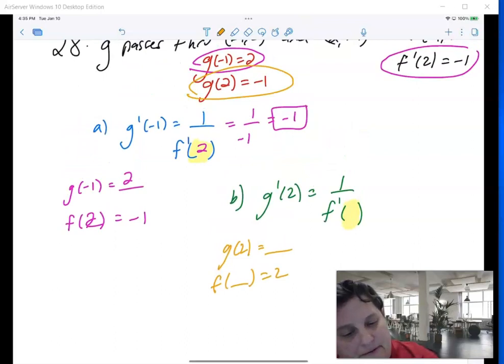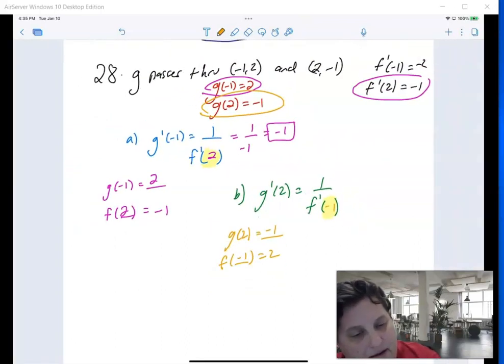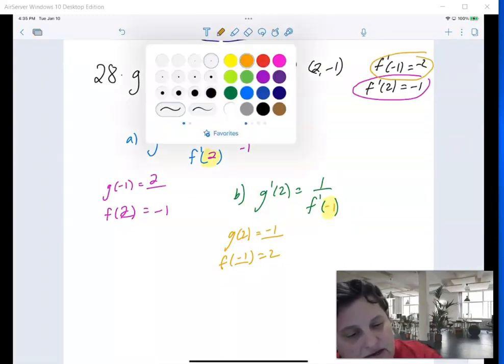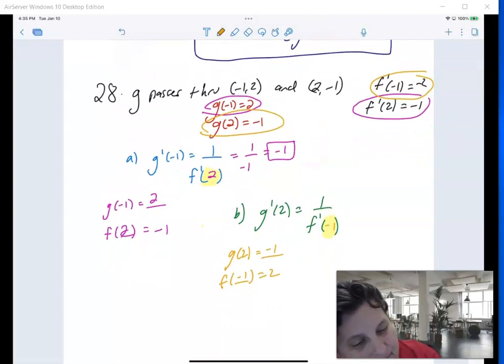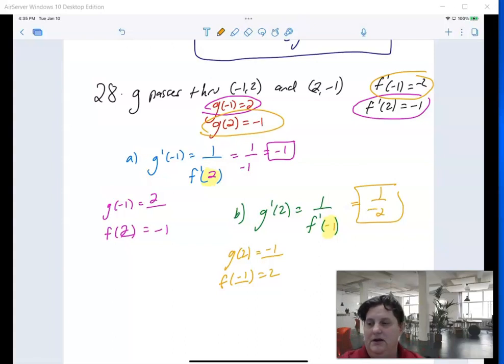And I can use that point. So 2 is negative 1, so f of negative 1 is 2. F prime of negative 1 is negative 2. So this is negative 2. Alright. Not too bad.